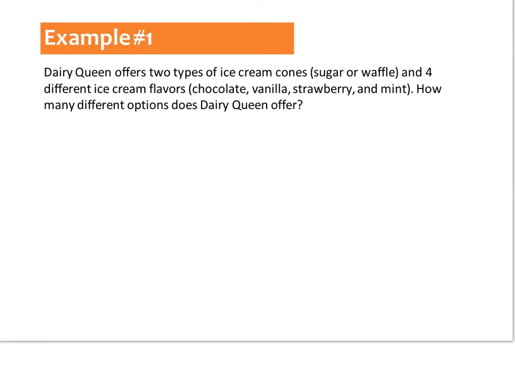So let's go ahead and look at example 1. It says Dairy Queen offers 2 types of ice cream cones, sugar or waffle, and 4 different ice cream flavors, chocolate, vanilla, strawberry, and mint. How many different options does Dairy Queen have? Now, there are 2 ways to actually solve this, and your paper is kind of split like this. So the first thing that we're going to do is we're going to draw the tree diagram, and then I'm going to show you how to use multiplication to actually solve this problem.